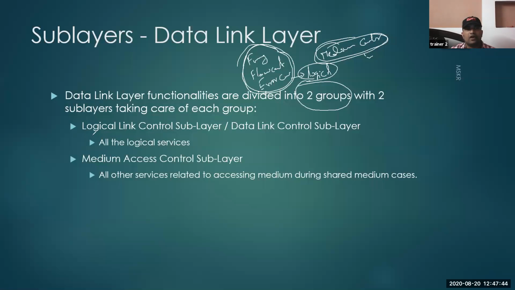One is a layer called the logical link control sublayer, in short LLC, logical link control, or it is also called DLC, data link control sublayer. So this layer is going to take care of all the logical services. So how to define frames, how to divide the information into smaller frames, smaller parts. Okay, how to provide flow control, how to provide error control. So these things will be taken care of by the logical link control sublayer.